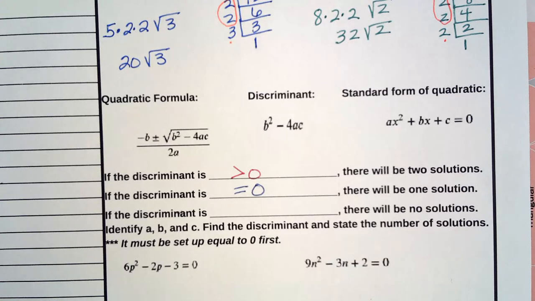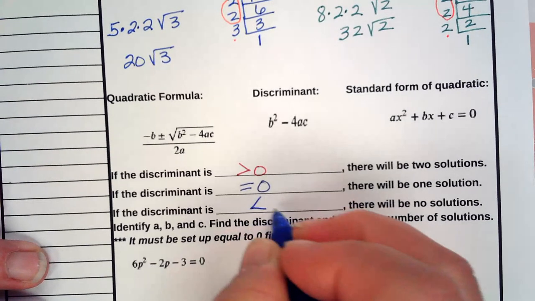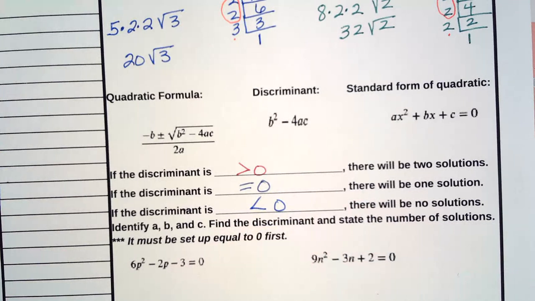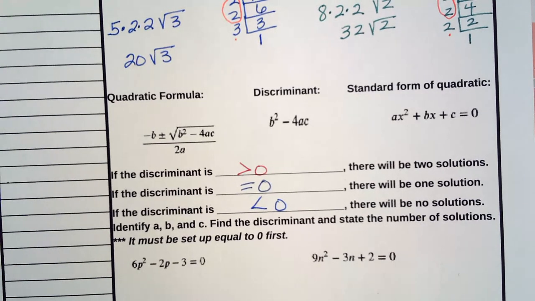Finally, how can we have no solutions? Well, we cannot square root a negative number, so if it is less than 0, there's no way to take the square root because we don't know how. So we've got 4 of these we're going to find the discriminant for.